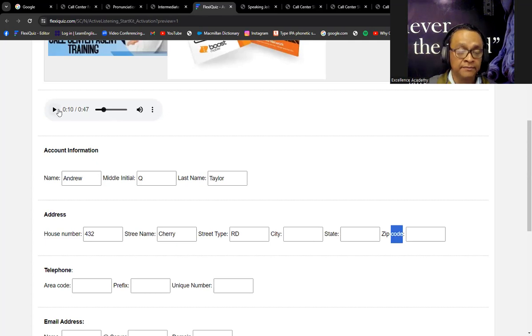So let's listen to that again. Andrew. My middle initial is Q as in Quebec, and my last name is Taylor. That's Taylor. My address is 432 Cherry Road. Cherry is Cherry. Perfect. So this is Cherry. This is the name of the street, and this is a street type, road. Usually this is abbreviated with 2 letters, so you can write capital R and capital D. However, in some systems, you might find the full street type, which is road, with a capital R.